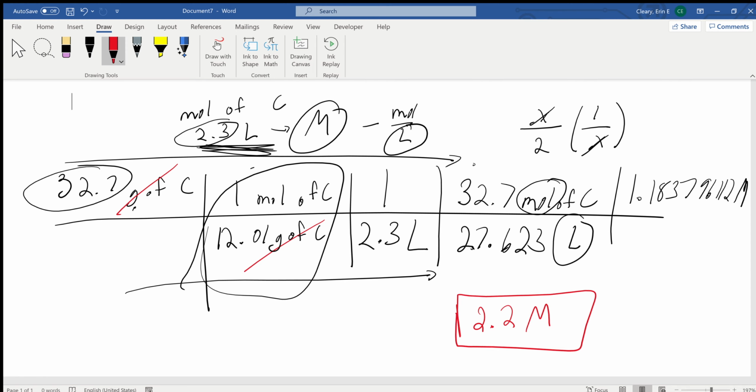Okay, so that is the ladder method, or ladder. You can call it ladder, most people call it train tracks.